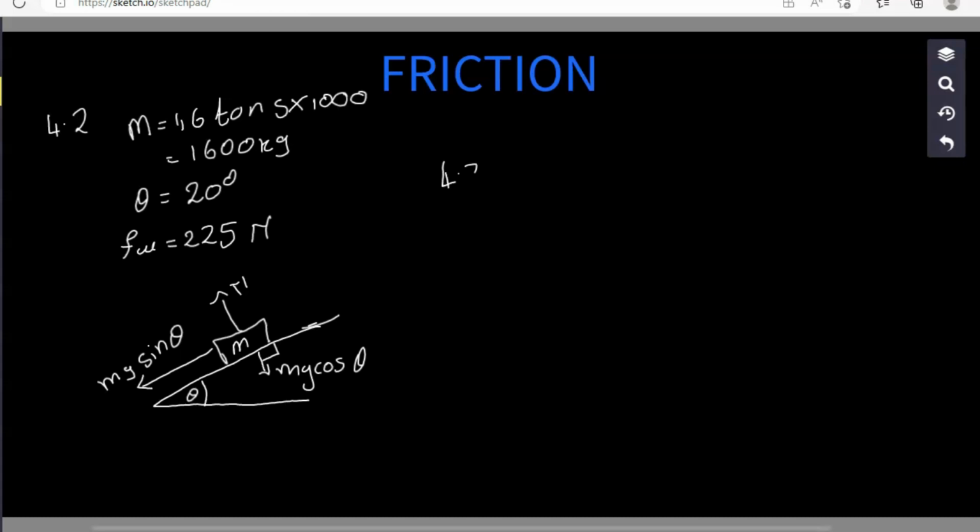So we go to 4.2.1. They say calculate the weight component of the block parallel to the plane. We know that these two are the weight components, and we have this which is parallel and we have this which is perpendicular. So they are looking for the parallel one. The plane that we're working with, remember, is this one. Therefore, the one which is parallel to the plane will be mg sine theta. Meaning what they are asking us to calculate here is mg sine theta.